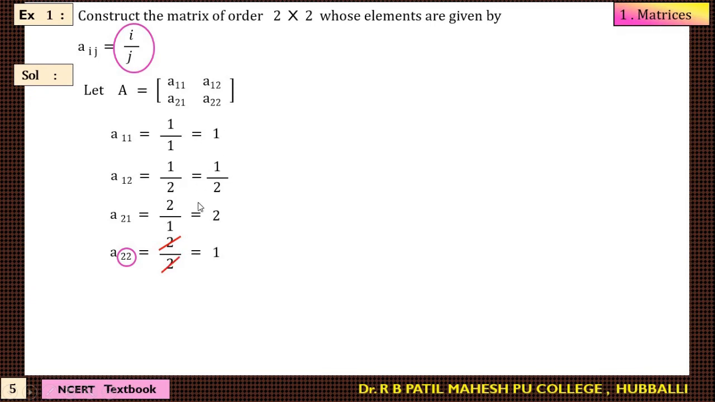Now here we got all the elements' values, and in this matrix you replace them, and it becomes the matrix of order 2 cross 2. So therefore A is equal to 1, 1 by 2, 2, 1. So now this is the solution of the given example. Now see the second example.